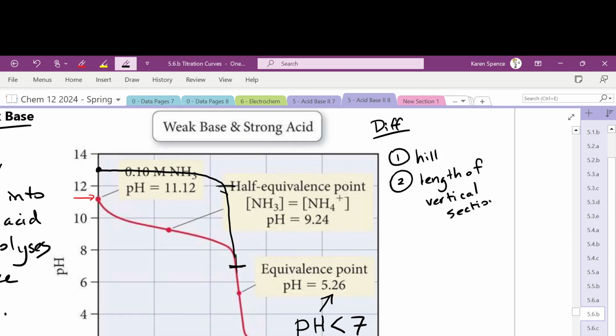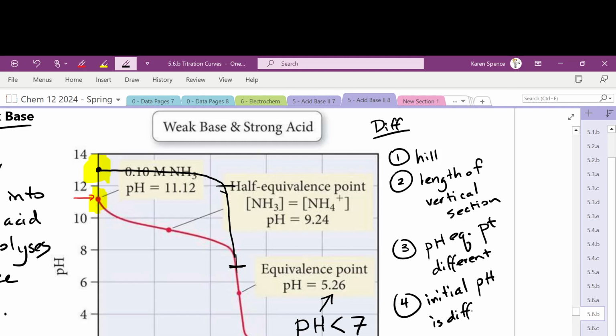For the strong acid, strong base, equivalence. The pH at the equivalence point is different. And the 4th one? The initial pH is different. Okay. So you have hill versus no hill. The length of the vertical section is different. The pH at the equivalence point is different. The initial pH is different. Excellent.